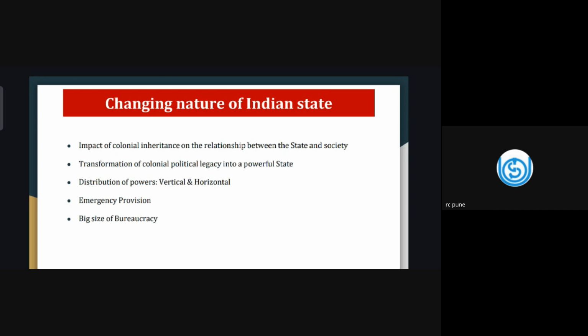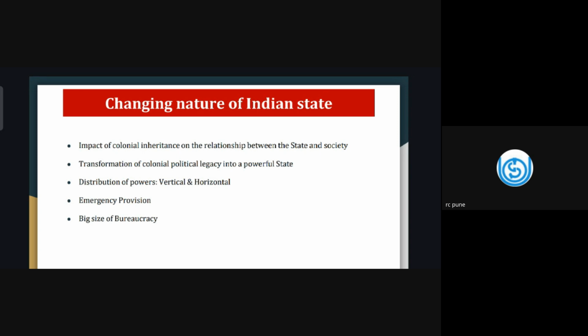We have something called distribution of power. In a federal system, you have distribution of power between center and state. So here you can try to understand how the power is distributed, whether it is equal or unequal distribution, and then we can decide who is more powerful and whose powers are reduced. There are three lists in the constitution which talk about distribution of power.